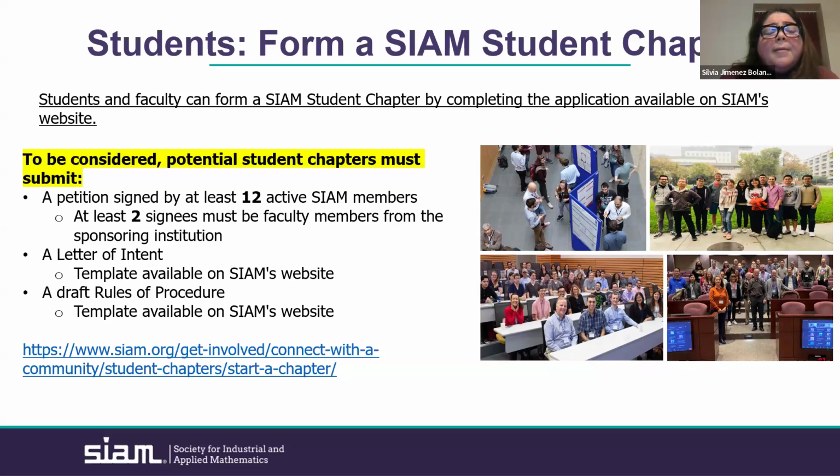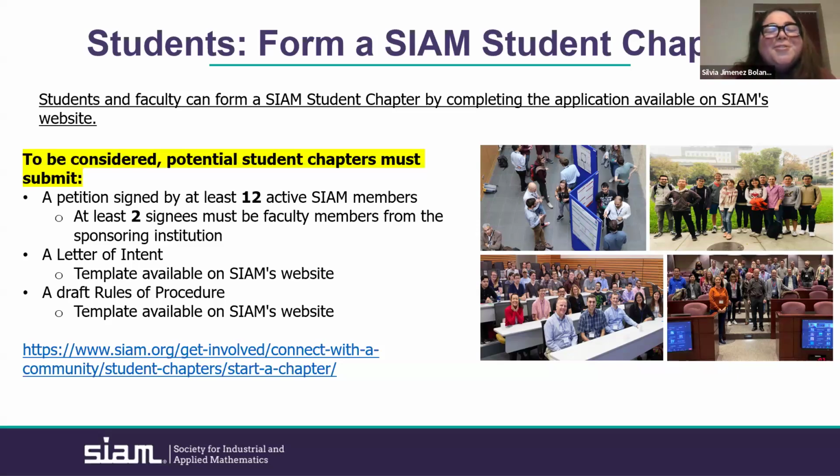For example, in the rules of procedure, you might want to explicitly say what the composition of your officers is, how often they get elected, how they get elected, and how many meetings of all the members of the chapter you want to have during the year. If, for example, you want a minimum number of events that members have to attend or not. Those are things you can decide, but there are examples in the template. Again, it should be tailored to the needs of your institution. Those are the 3 things needed to form a SIAM student chapter.